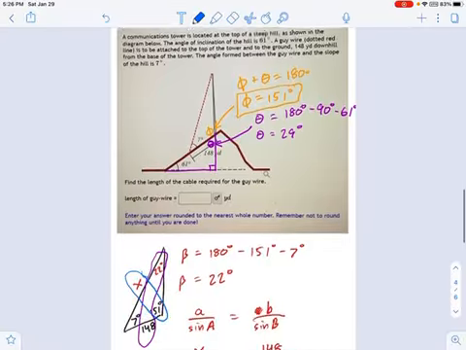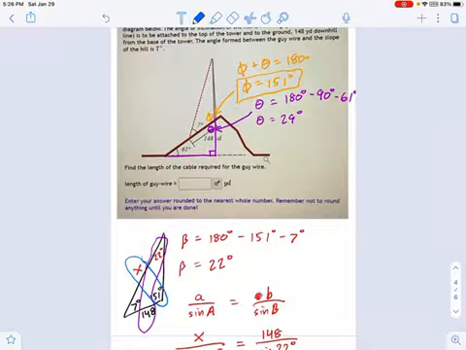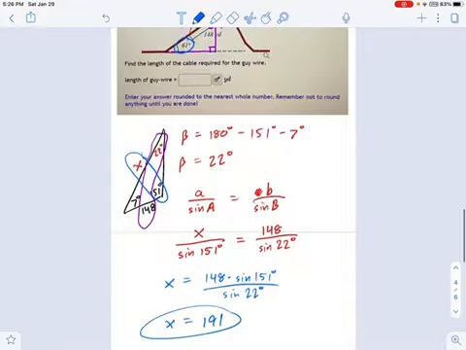So the only trick I think about this one is realizing that information outside a triangle can be useful to finding out something inside the triangle. And then it's just a matter of applying your law of sines and you're done.